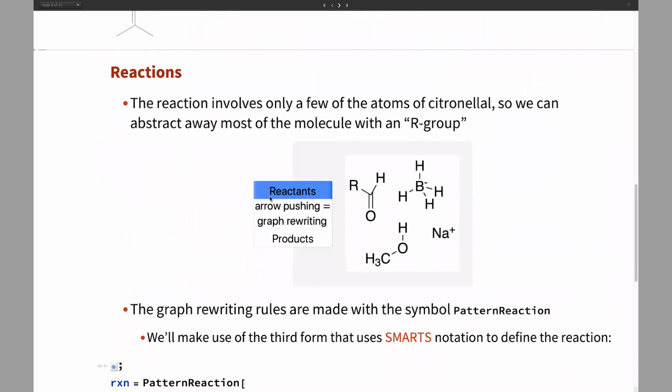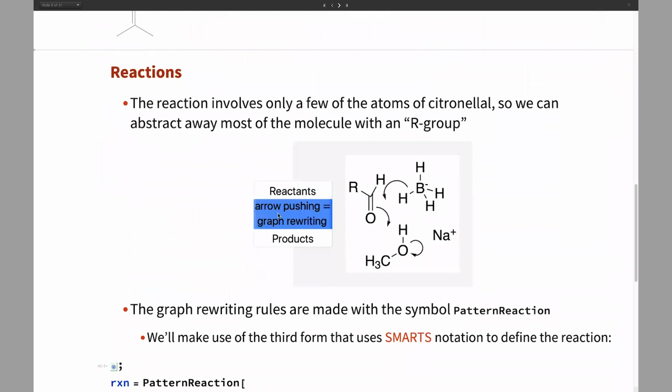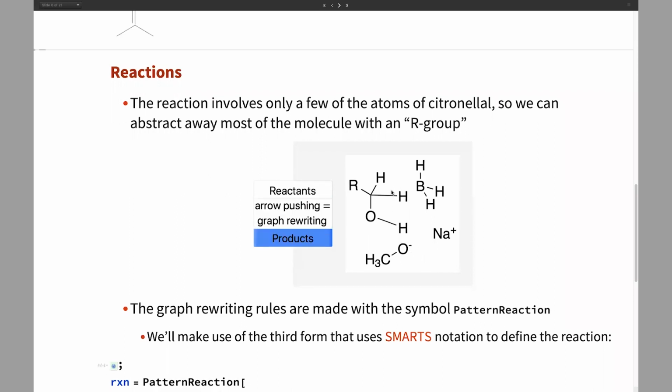And the graph rewriting is what organic chemists call arrow pushing. And so we're pushing the bonds or the edges into new locations, and we produce products. And now we've got a new bond here and a new bond there. We've lost that one and we've lost this one. And this is now the alcohol. This is the borane. And now we've got sodium methoxide as the product instead of the sodium borohydride as the reactant.